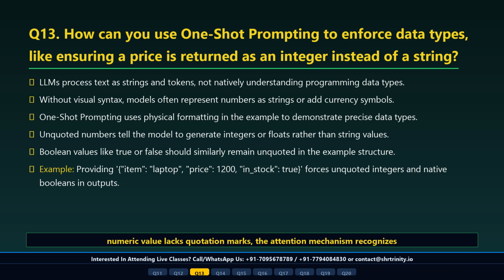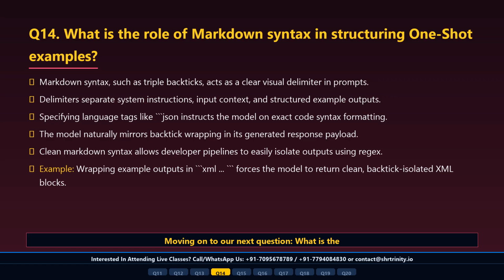It casts the price directly as an unquoted integer and the stock availability as a proper native boolean value. This ensures seamless parsing directly into your database or application context. Moving on to our next question.